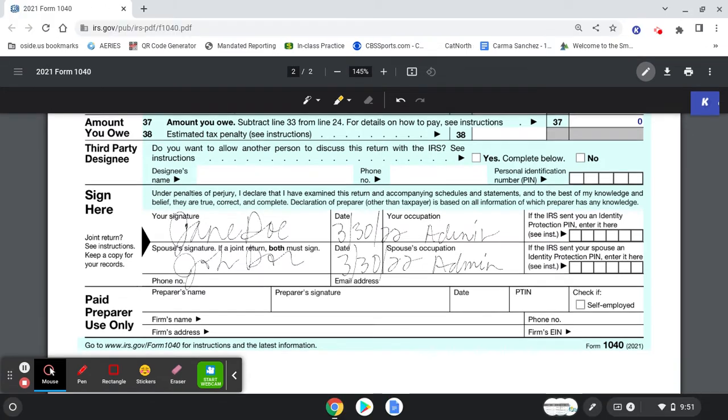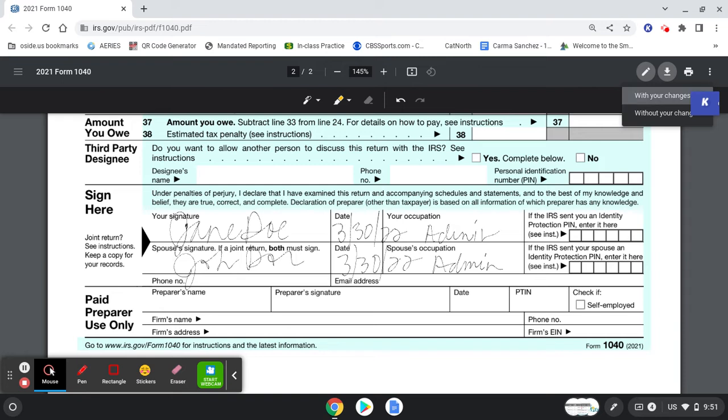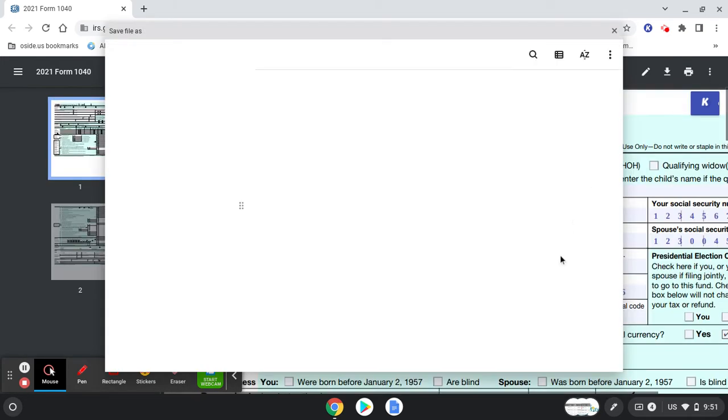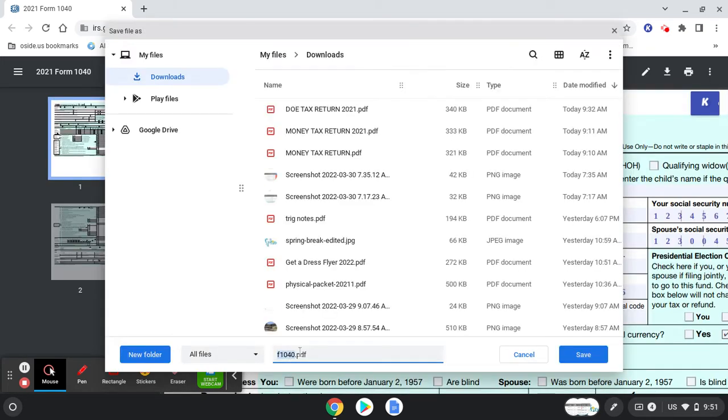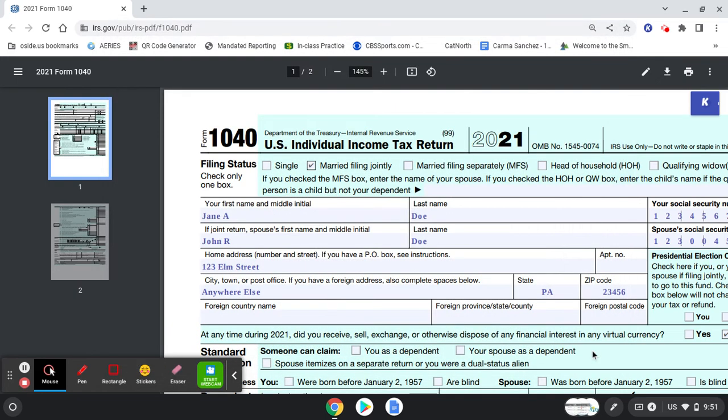And that's it. Don't forget to save your tax return with all of your changes right now. Print to PDF or save it so that you get credit. And I'm going to call this the Doe return. And we're all done. Good job.